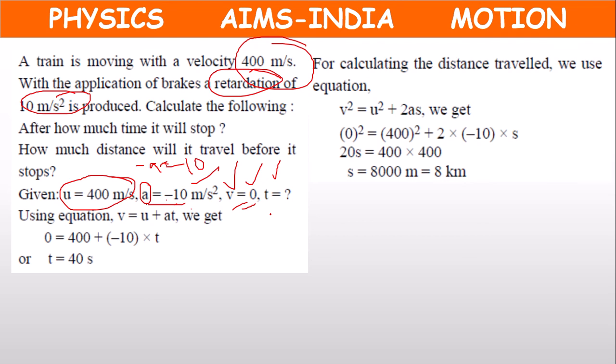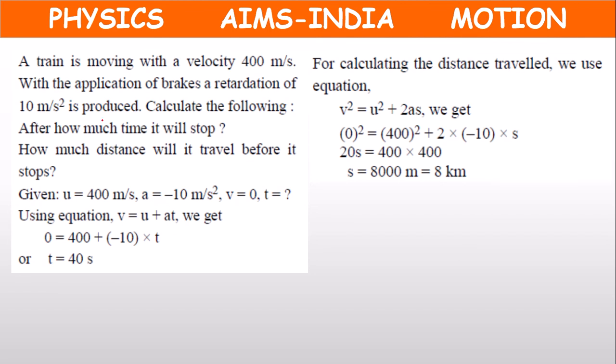Time we have to find out. So U, A, V, T. The equation involving these four quantities is V equal to U plus AT. Let's substitute the values. Then T value 40 seconds will come.